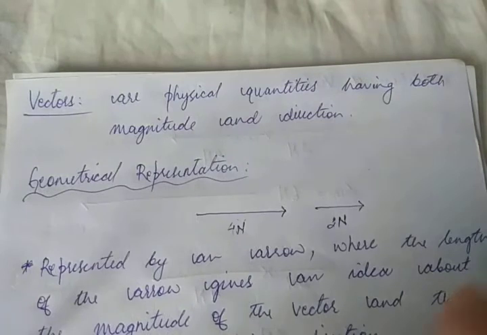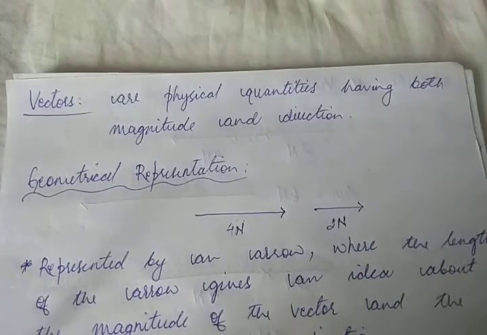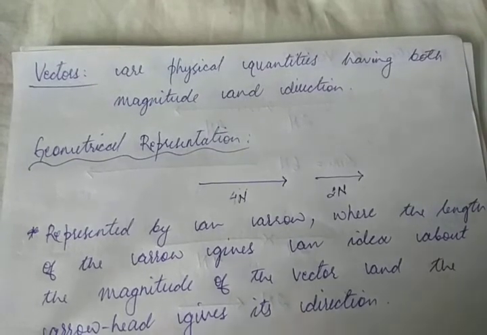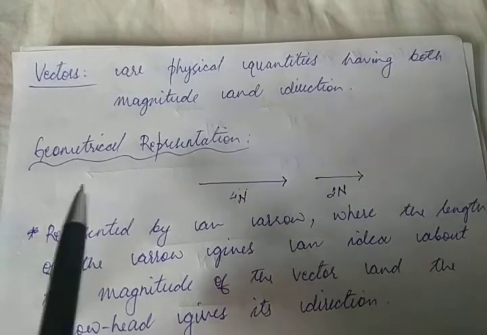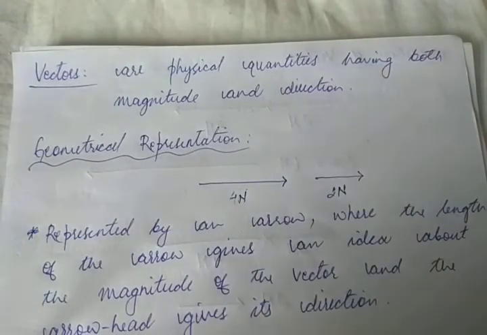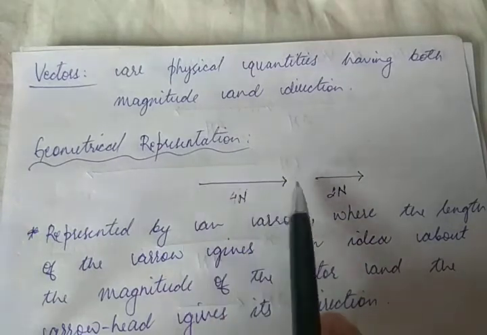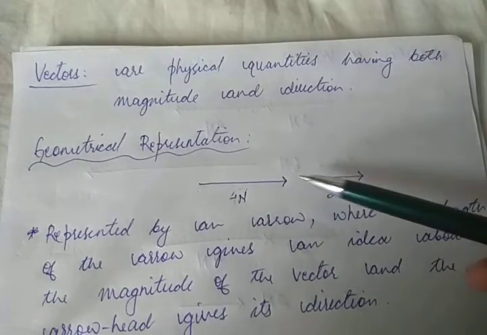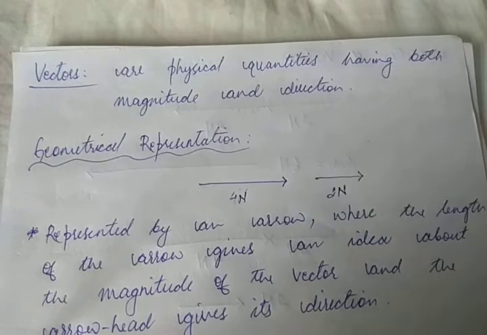You are very familiar, I believe, with the definition. Vectors are physical quantities having both magnitude and direction. Of course, I have not written the examples of vectors. You will write it yourself. Now, a vector geometrically is represented by an arrow, where the length of the arrow gives us an idea about the magnitude of the vector, and the idea about the direction is given by the arrowhead.